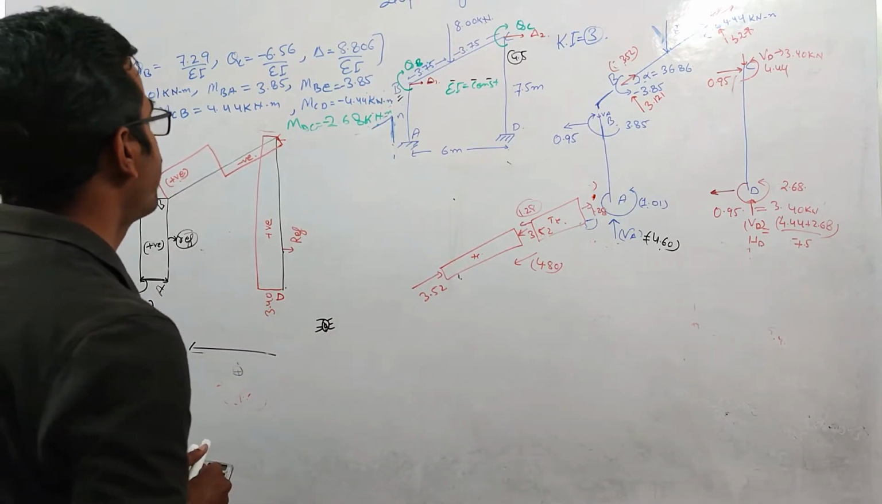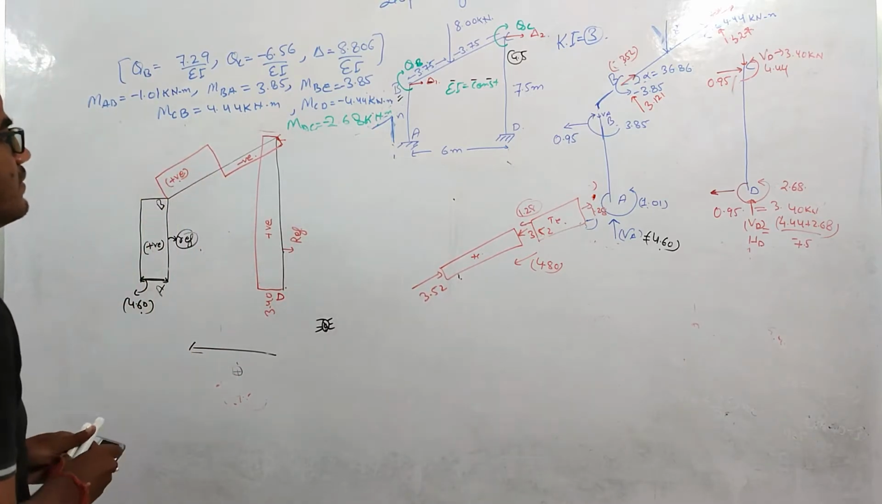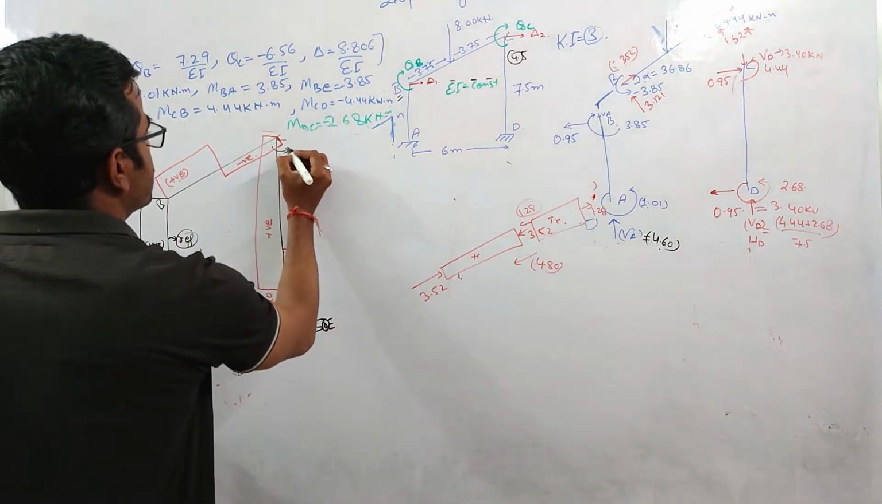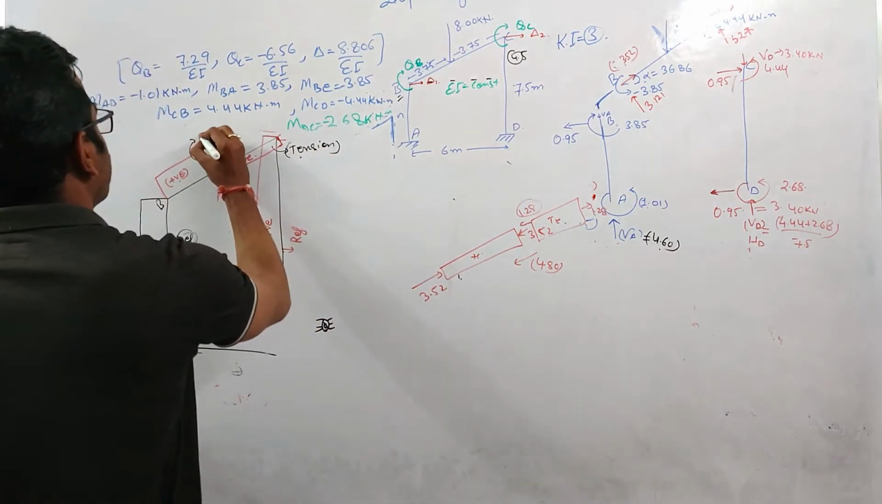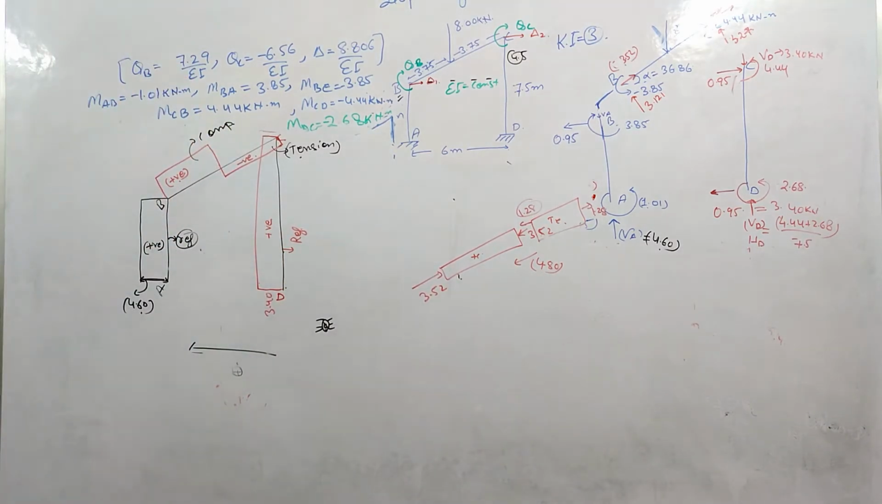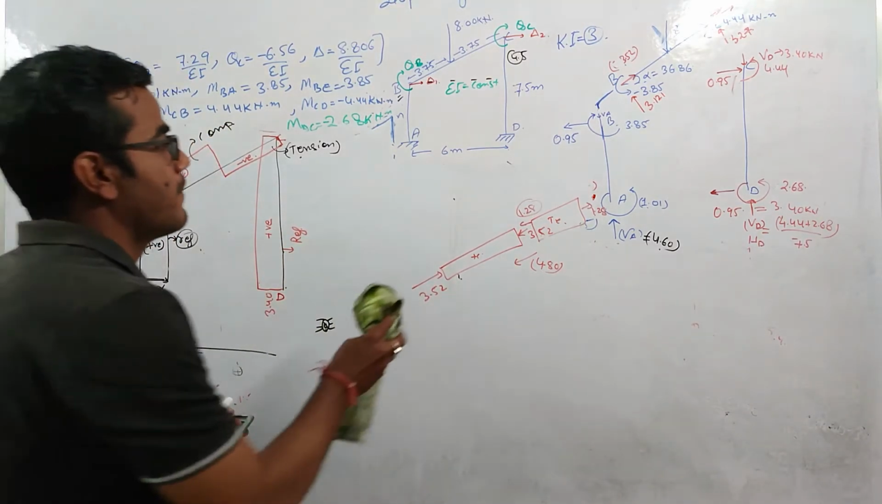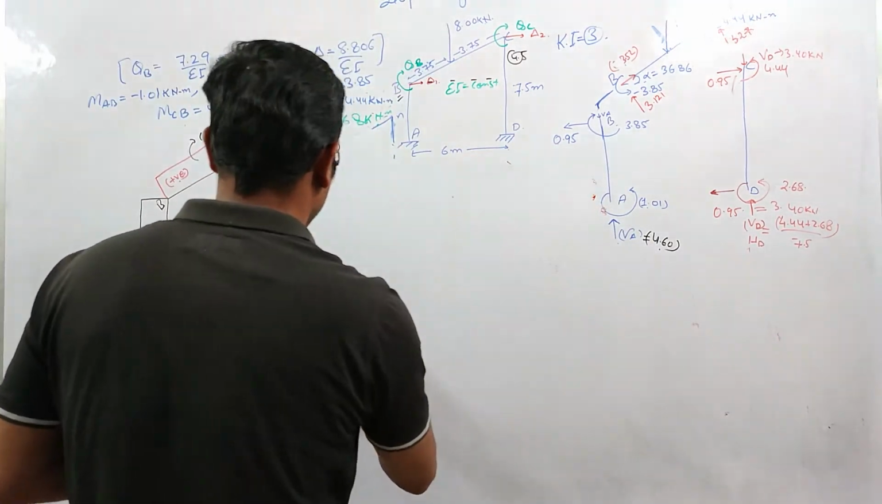Here the positive is above this reference axis and negative is below the reference axis. This is basically showing that this portion is under tension. This is compression. So the axial force diagram is done. Now we will come to the shear force diagram, and then we'll draw the bending moment diagram.